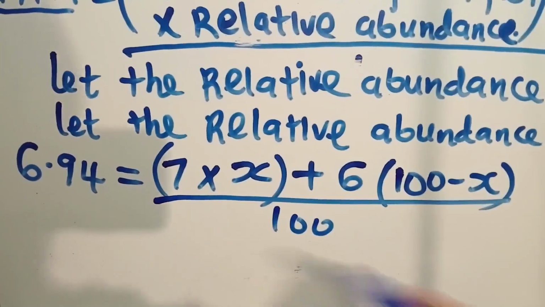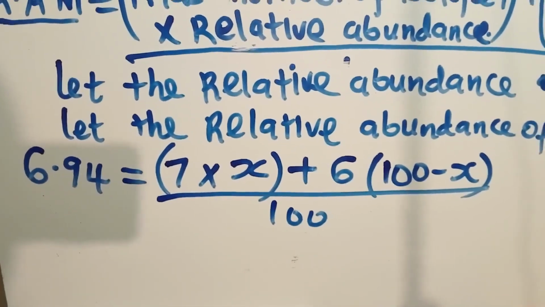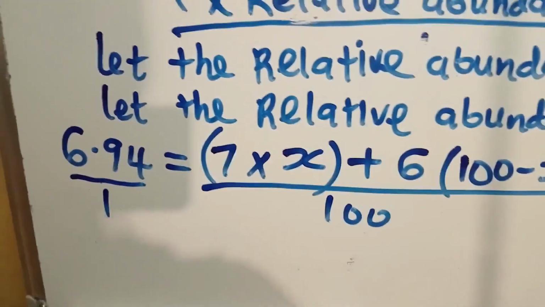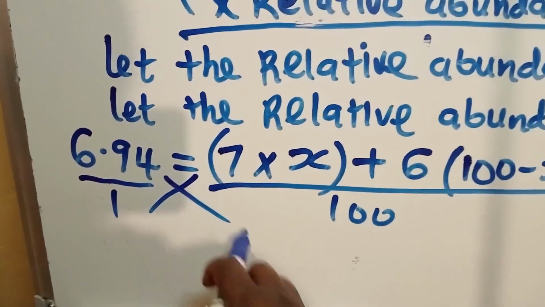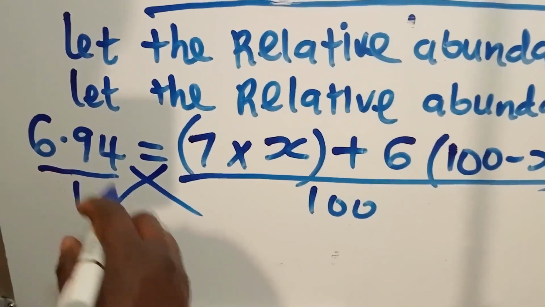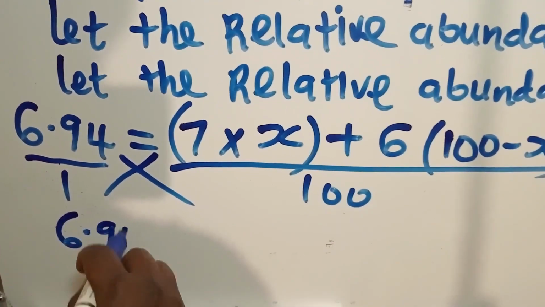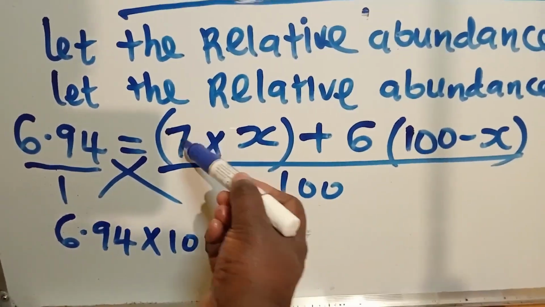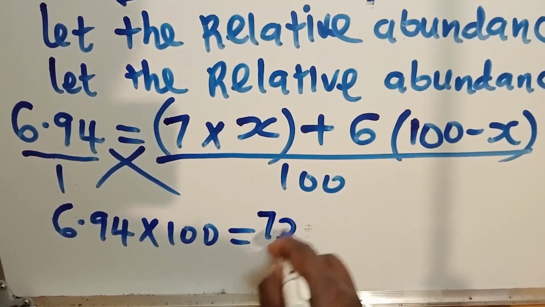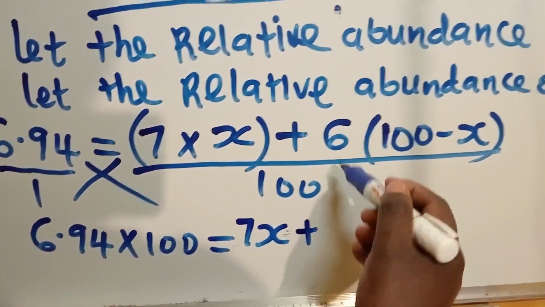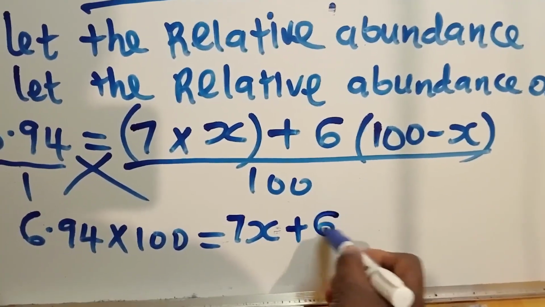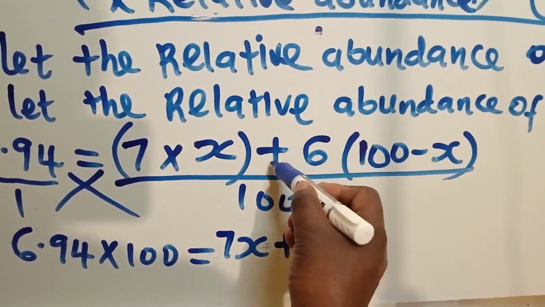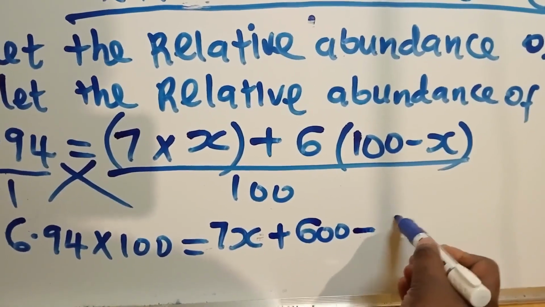From there, we start removing the brackets. And by removing the brackets here, it is over 1. So we cross multiply. So we say 6.94 multiplied by 100 is equals to 7 times X, we get 7X, plus 6 times 100, 600. Then we have this plus and this minus. Mathematically, plus and minus become minus 6X.